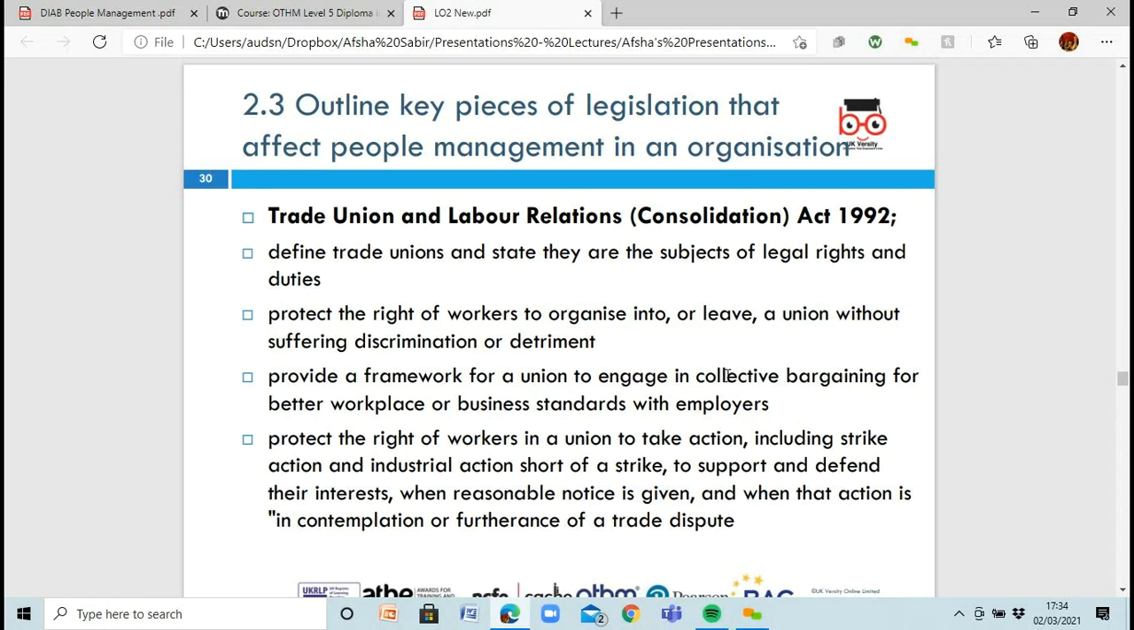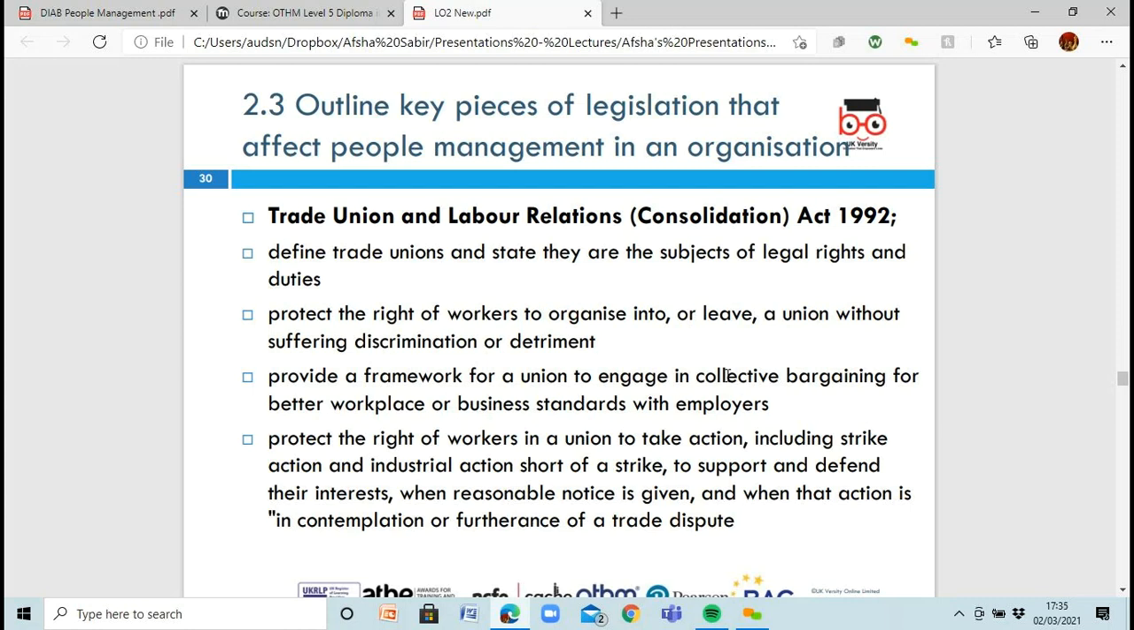Got trade unions again. So they're there to help your workers, to make sure that they're getting their legal rights and they're getting looked after in the way they should be. They help to provide a framework. So they're there to be like a collective bargainer for a better workplace or better business standards. And if those things don't happen, they're there to protect the workers. So they can do strike action or support and defend their members in a reasonable way.